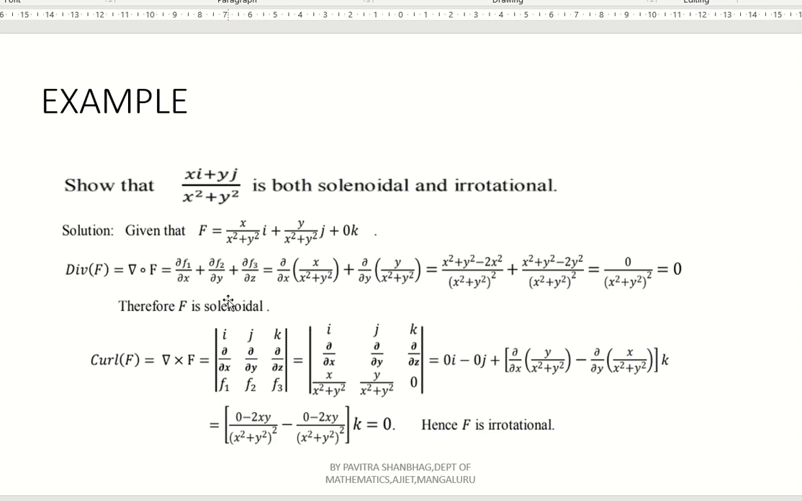Now similarly, we have to prove it for irrotational also. Now for irrotational, what is the condition? The curl of the given vector f equal to the 0 vector we need to write. What is curl f? Del cross f, that is nothing but the determinant with rows i j k, ∂/∂x, ∂/∂y, ∂/∂z, and then the coefficients of i j k we have to write.